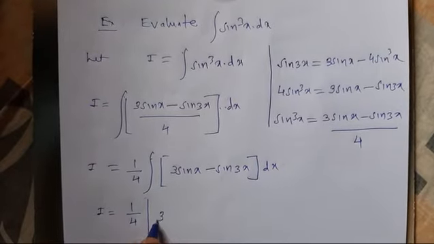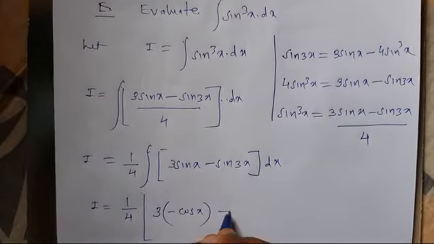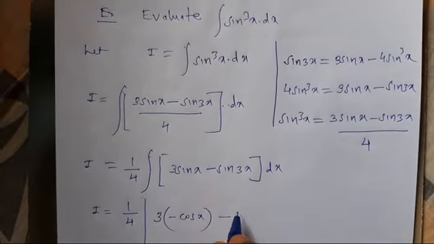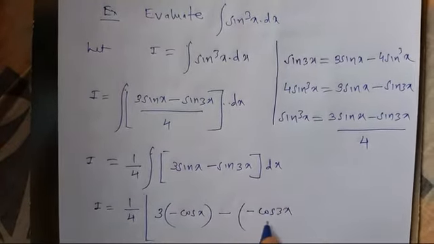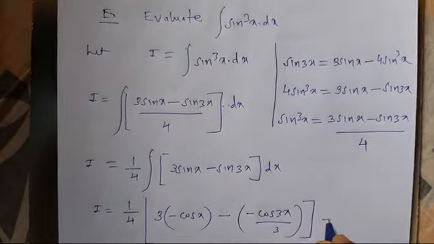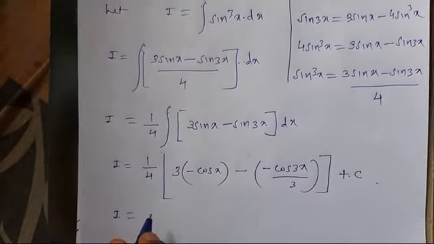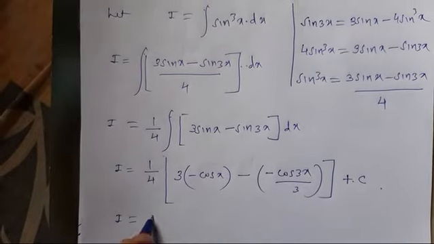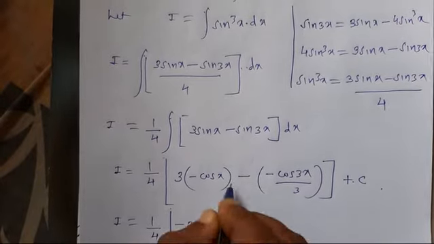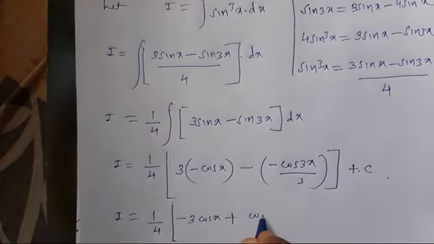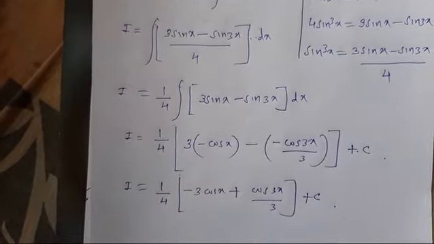In the first term, 3 is a constant. Integration of sin x is minus cos x, minus the integration of the other term, which is minus cos 3x upon 3, plus some integration constant c. So I is equal to, I will simplify this one, 1 upon 4 into minus 3 cos x plus cos 3x upon 3, plus some integration constant c.